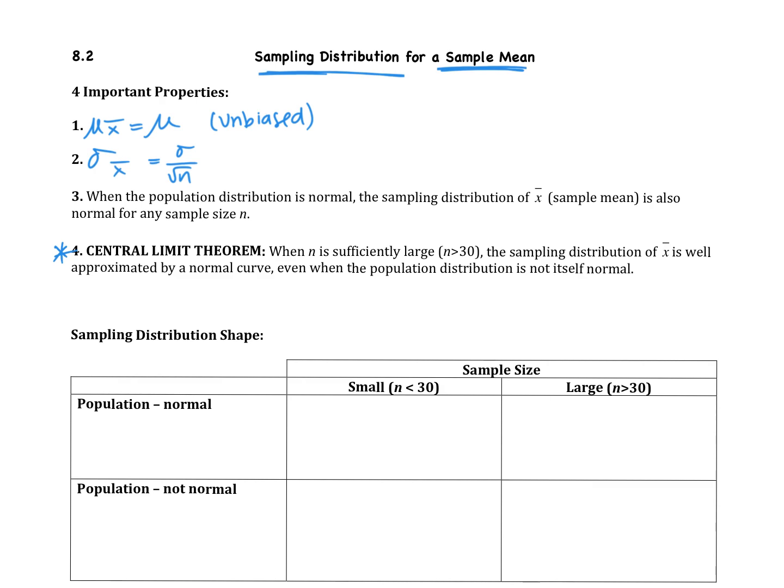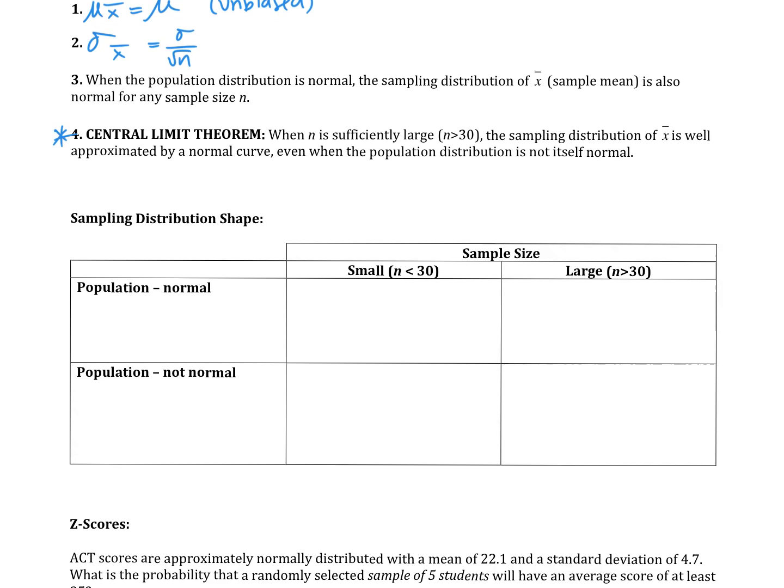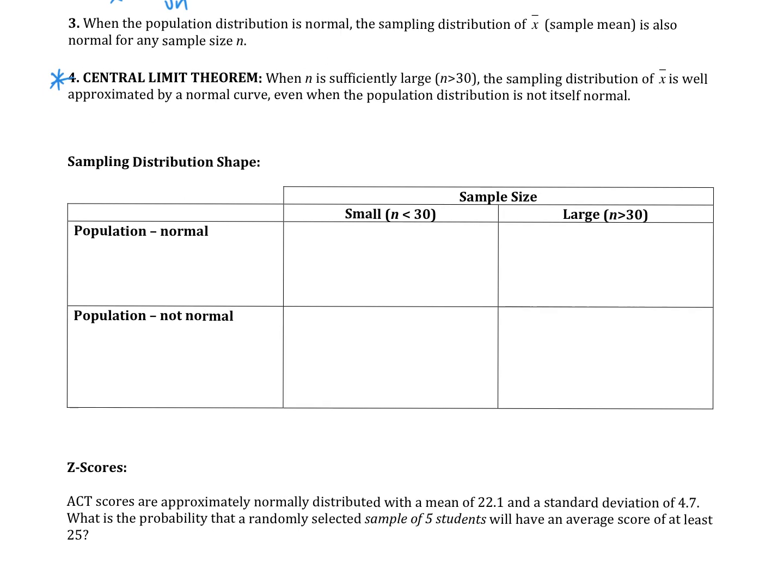Okay. This is going to mean nothing to you yet until we see some examples. So if the population is normal and we take small sample sizes, it doesn't matter, X bar is still going to be normal. If the population is normal, it doesn't matter the size of the sample that we take, those sampling distributions will be normal.